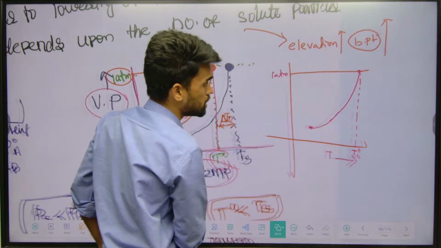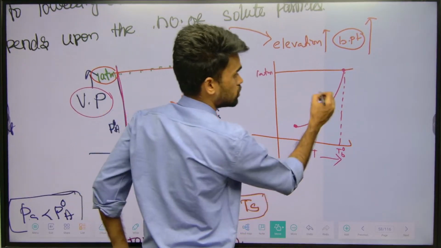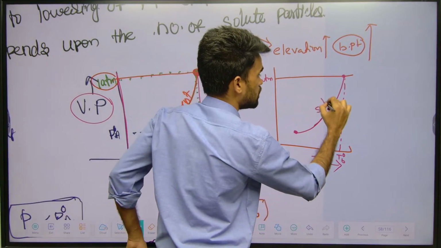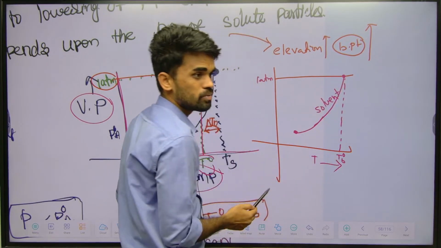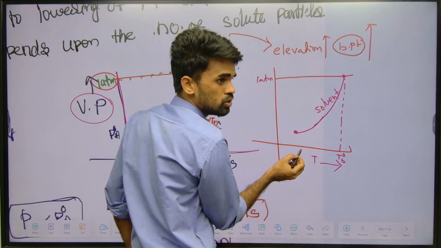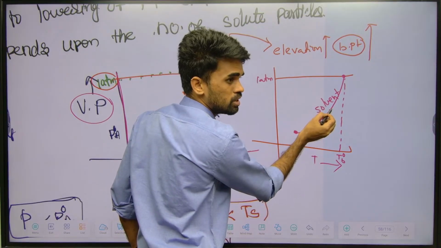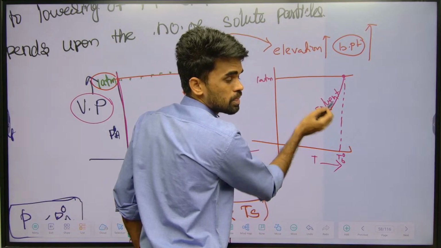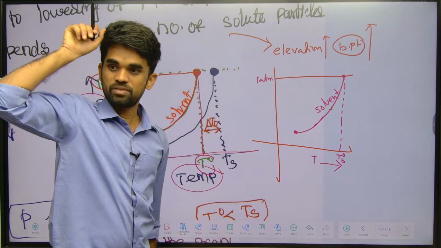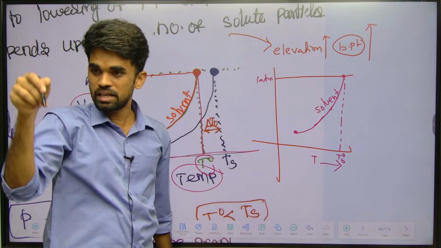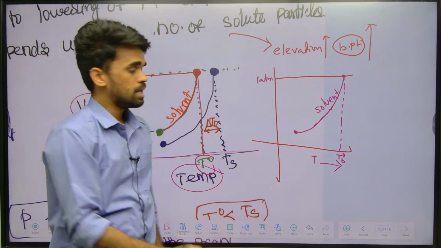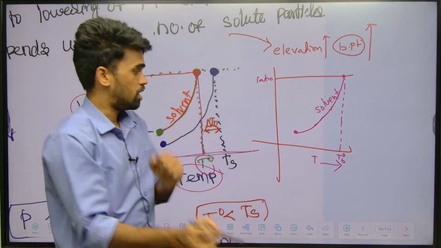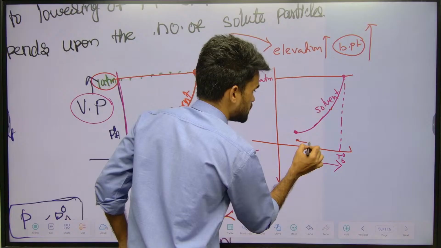Now I am adding a solute to this. This curve is for the solvent. What are we adding to it now? If I add solute, what happens to its vapor pressure? We studied relative lowering of vapor pressure. Vapor pressure decreases when you add a non-volatile solute. So if vapor pressure is decreasing, what happens to the boiling point? The boiling point will be seen something like this.